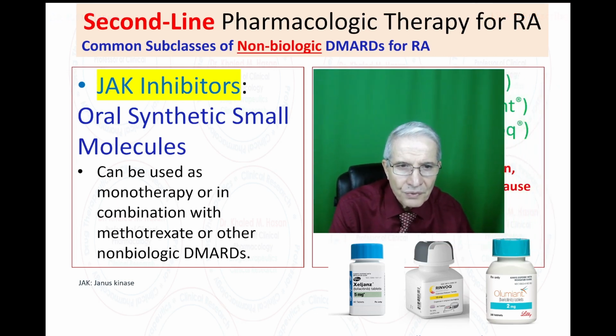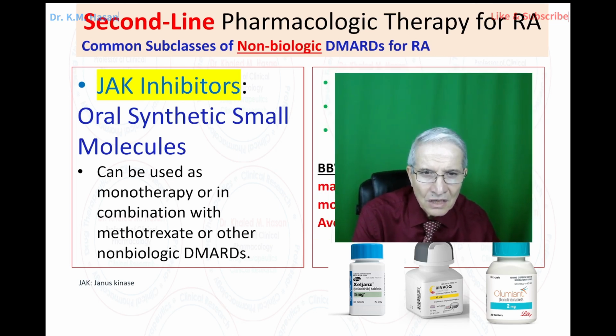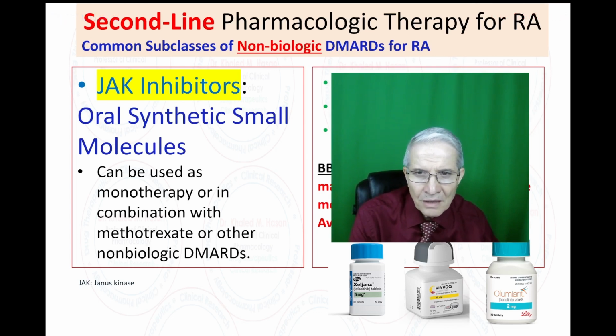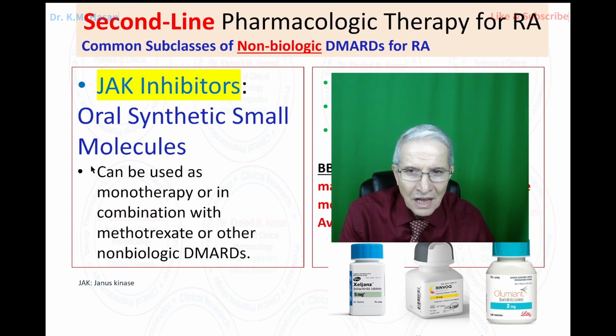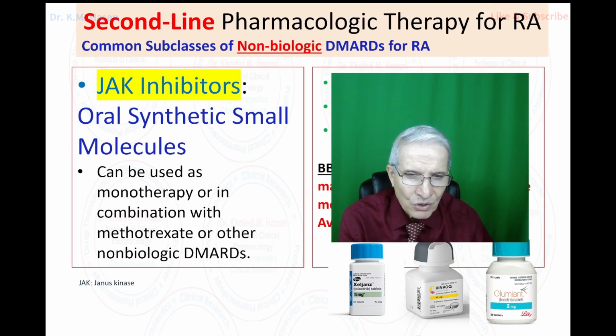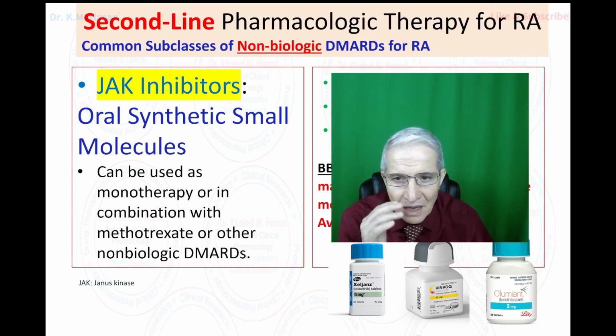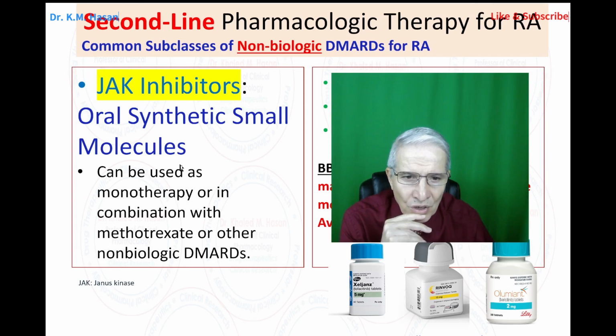Here we have 3 medications. We are going to speak about JAK inhibitors, and this is considered a second line treatment, and this belongs to the second line non-biological treatments. We have a group of medications called JAK kinase inhibitors. JAK means Janus kinase, and this is a type of enzyme belonging to the tyrosine kinase. This medication is prescribed orally, and we have 3 medications.